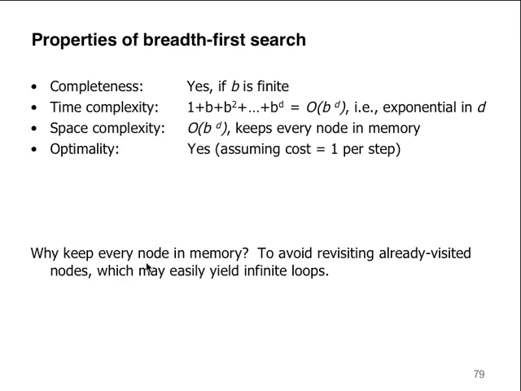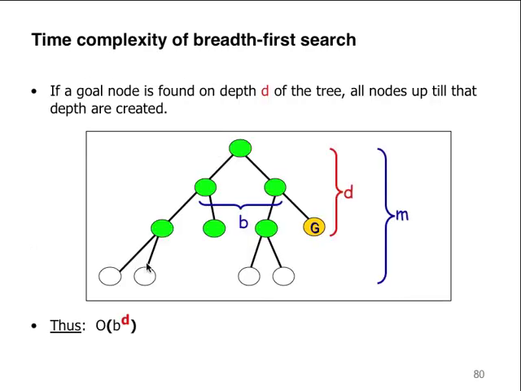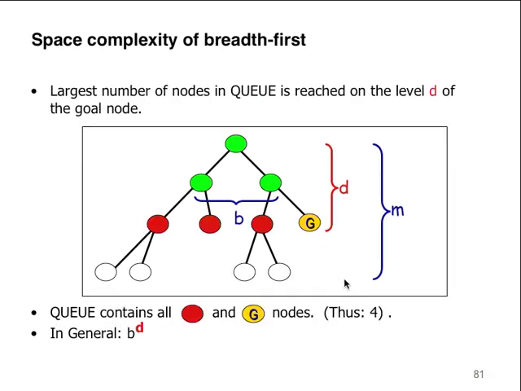Why do it? To avoid revisiting already visited nodes, which may yield infinite loops or be unavailable, because some of those paths aren't going to lead us to B. They're just going to lead us astray, or they're going to loop us around. So time complexity in terms of the breadth first search: if the goal node is found at depth D of the tree, all nodes up to that depth are created. Once the node is found, it's supposed to stop. So it's exponential in the depth of the tree in terms of its complexity, which makes it ideal for some situations.